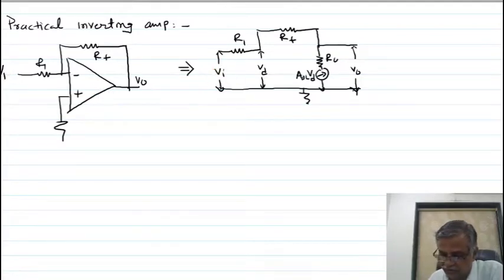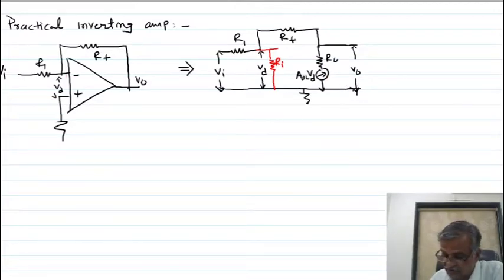See, this is your Vi. Here is your Vd. Between these two terminals there is input resistance Ri, so I will show it here as Ri. This is your Rf. Here the output section is output resistance plus gain multiplied by input voltage. This I have already shown in the first lecture of the op-amp.